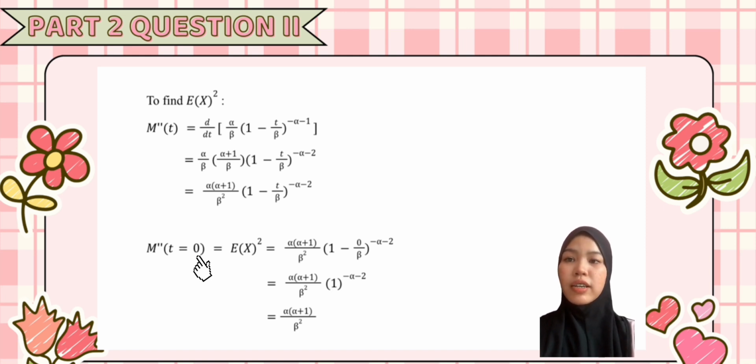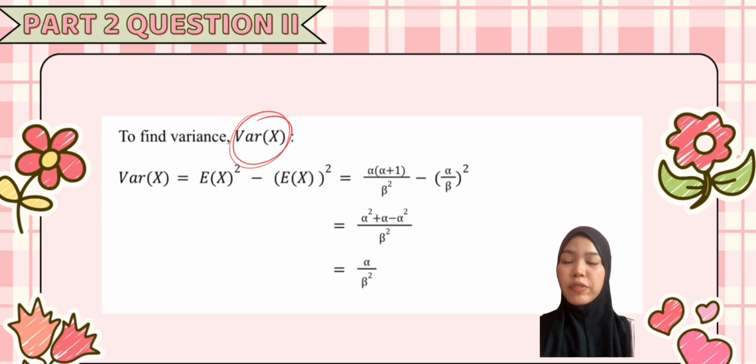To get the expected value of X squared, we must substitute t with 0. So the final result for the expected value of X squared is alpha multiplied by alpha plus 1 over beta squared. And then, to get the variance, we substitute into the formula of the variance, which is the expected value of X squared minus the expected value squared. After we substitute the values that we already got, the final answer for the variance is alpha over beta squared.